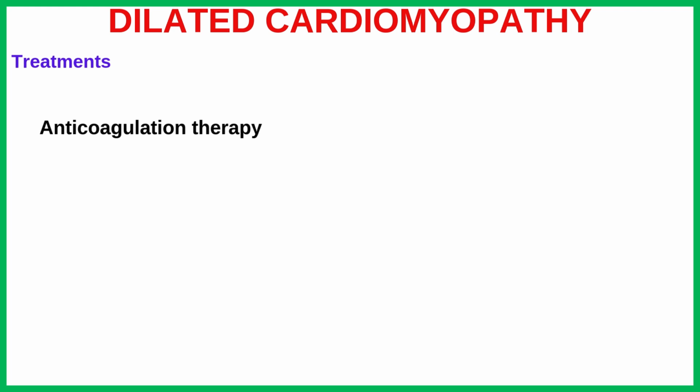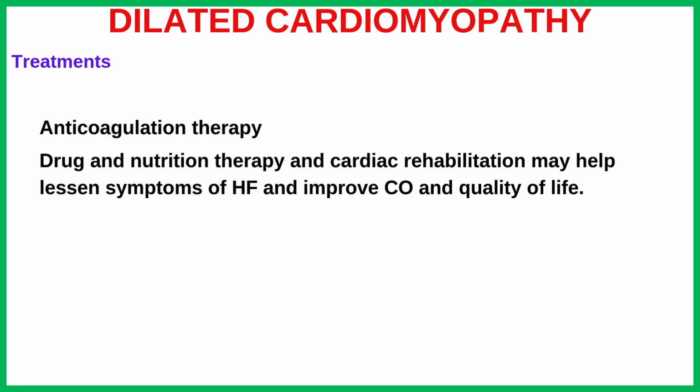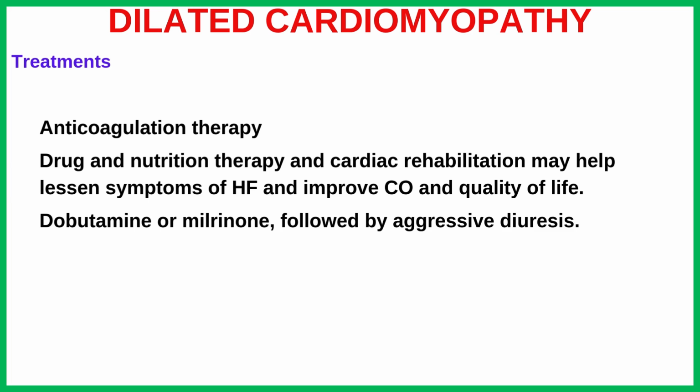Anticoagulation therapy reduces the risk for systemic embolization from clots that form in the heart chambers. Oral anticoagulants may be instituted to prevent thrombus and pulmonary embolus. Drug and nutrition therapy and cardiac rehabilitation may help lessen symptoms of heart failure and improve cardiac output and quality of life. Patients may be hospitalized for infusions of dobutamine or milrinone followed by aggressive diuresis. After treatment, many patients see an improvement in symptoms for several weeks.